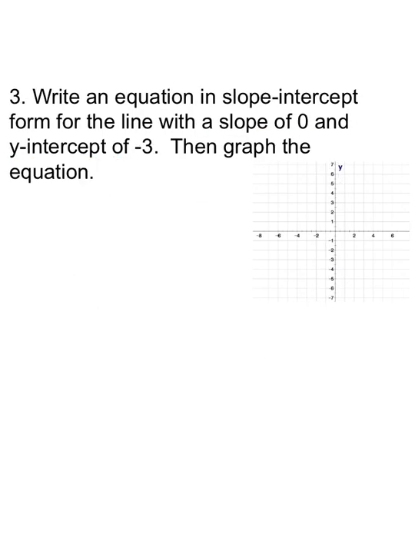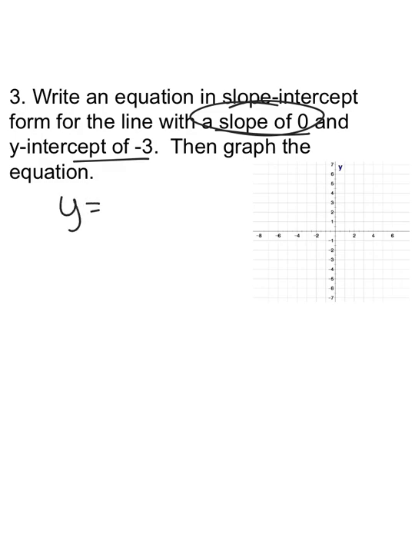Number 3, write an equation in slope-intercept form of the line with a slope of 0 and a y-intercept of -3. Then graph the equation. So I do want to remind you what we talked about. If a slope is 0, what would that line look like, what would happen to our little man and how he would be walking.